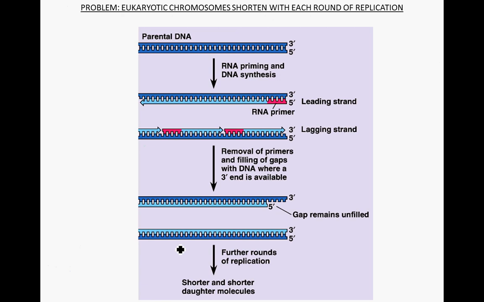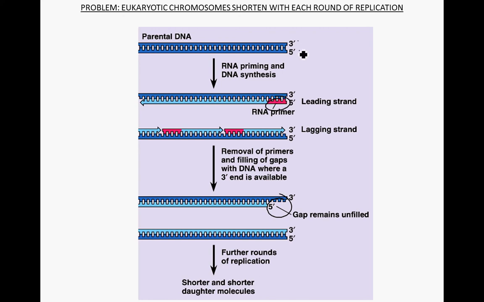The problem is at the end of linear molecules, the DNA polymerase runs off the end, and we have a little gap that is not going to be replicated. And so each round of replication, each round of cell division, the chromosome, the DNA molecule, actually gets shorter and shorter and shorter, because that's where that primer was.